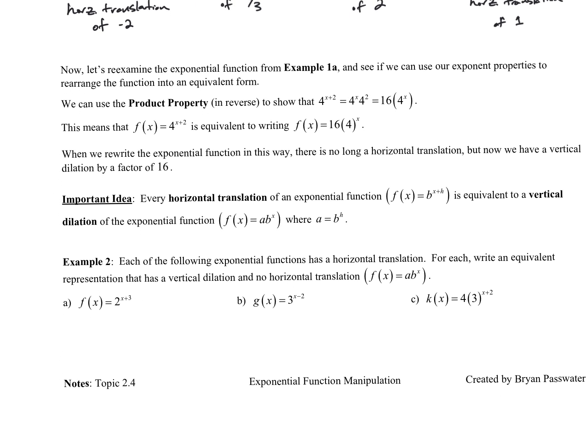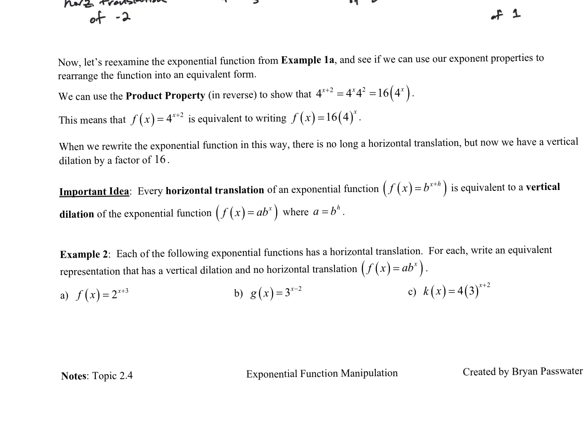Keep going. Now let's re-examine the exponential function from example 1, then see if we can use our exponent properties to rearrange the function to an equivalent form. We can use the product property in reverse to show that. If we have 4 to the power of x plus 2, I have addition going on, so what's really happening? Multiplication with the bases. So I can break this down as 4 to the power of x times 4 to the power of 2. Everybody see how that happened? And so we can evaluate 4 squared, and 4 squared is what? 16. And so now I have 16 times 4 to the power of x.